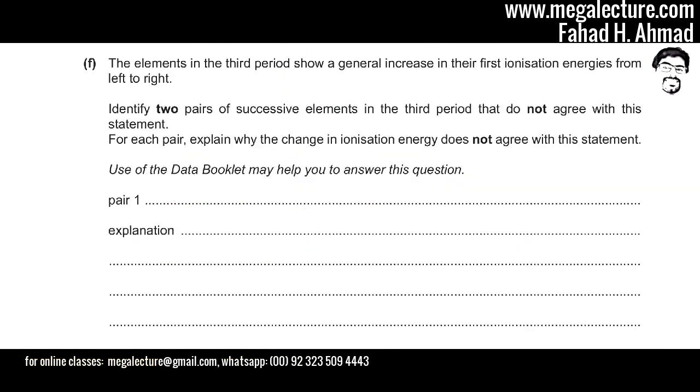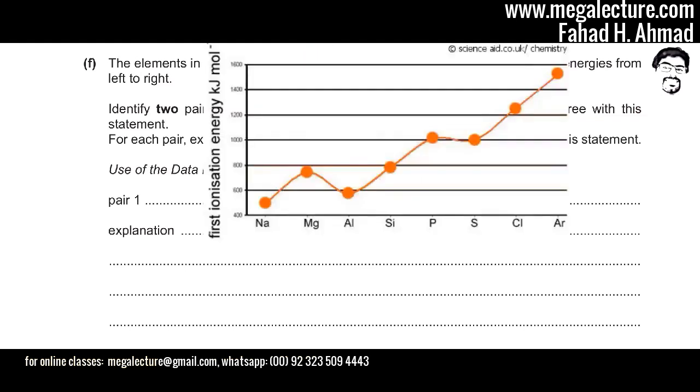Part F of the question reads: the elements in the third period show a general increase in the first ionization energy from left to right. And we need to identify 2 pairs of successive elements in the third period that do not agree with the statement. For each pair, explain why the change in ionization energy does not agree with this statement. So we need to explain that. So the first thing is we're talking about the third period, and we're moving across the third period. So very quickly, let's first go through the first ionization energy trend across the period.